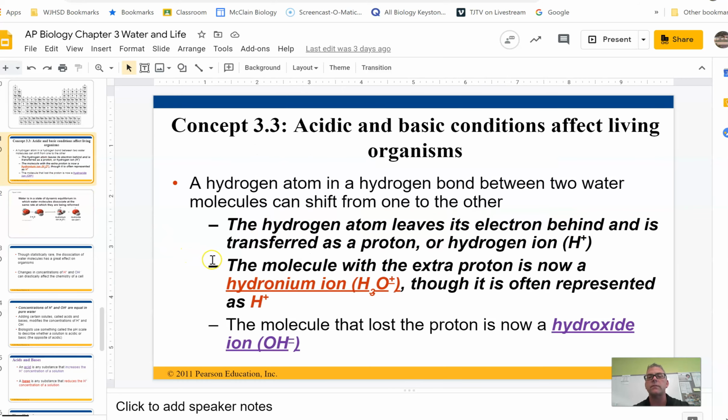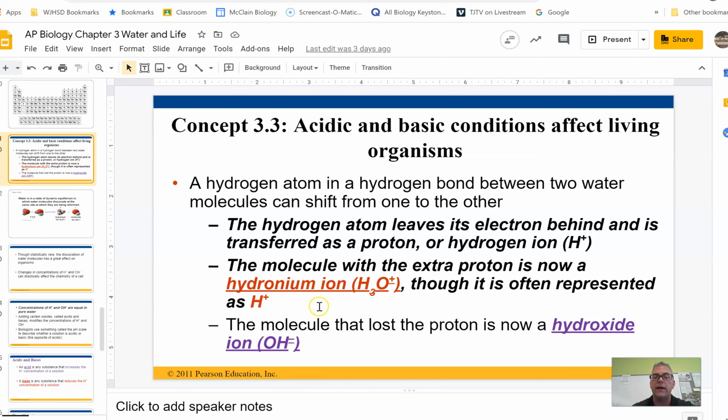So as we go through here and revisit that first slide, it says hydrogen atom leaves its electron behind and is transferred as a proton or as a hydrogen ion. So a hydrogen ion is a proton, and that's why we end up with a positive charge associated with it. The molecule with the extra proton is now H3O+, known as hydronium.